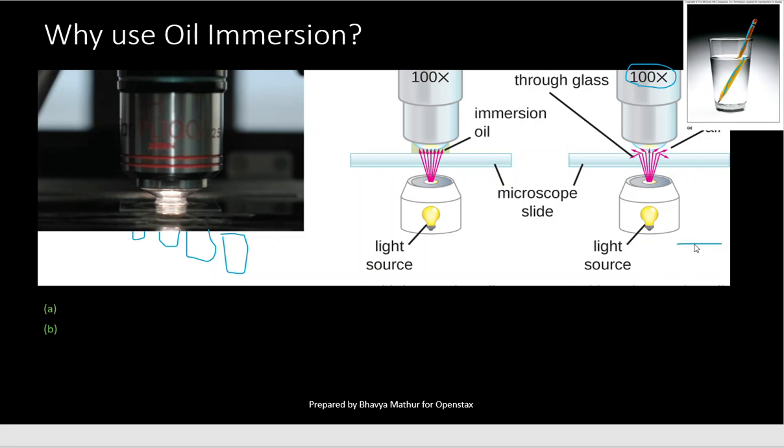So there's the objective lens, there's the slide. You have an air gap in here. It causes a refraction, which means you get a bad image. We put a single drop of oil, and that oil is going to bridge this gap totally, and that's going to keep the light waves moving straight and prevent that refraction.